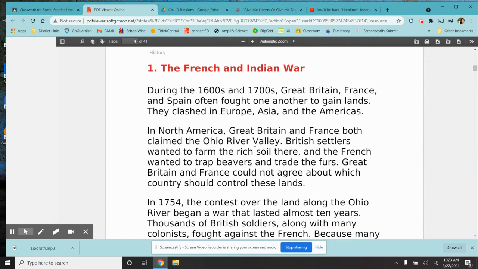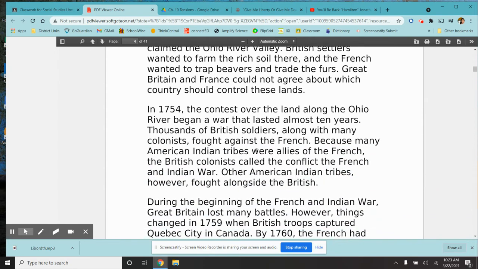In North America, Great Britain and France both claimed the Ohio River Valley. British settlers wanted to farm the rich soil there, and the French wanted to trap beavers and trade the furs. Great Britain and France could not agree about which country should control these lands. In 1754, the contest over land along the Ohio River became a war that lasted almost 10 years.